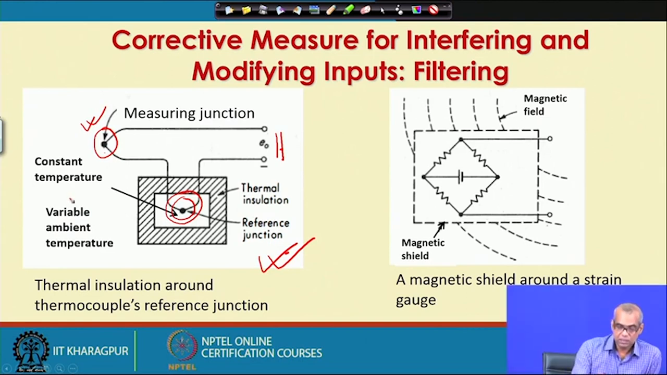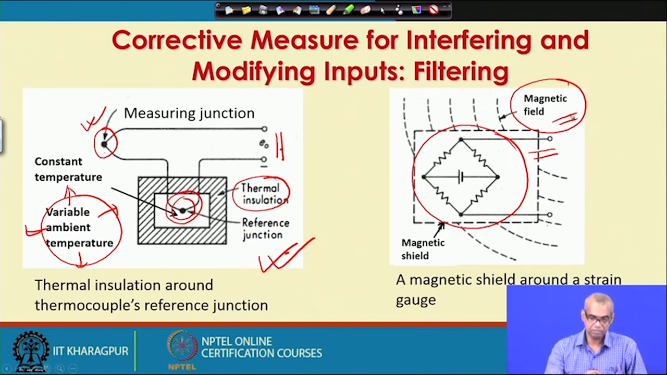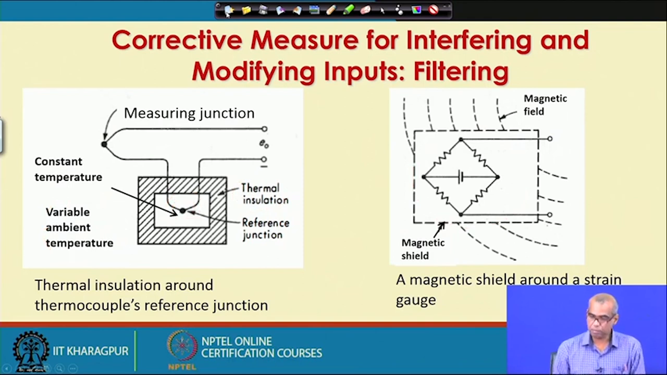Now, there will be an effect of variable ambient temperature. So, to filter out the effect of variable ambient temperature, the reference junction can be put in thermal insulation. So, this is that thermal insulation, to filter out the effect of variable ambient temperature. Similarly, in the case of a strain gauge, the effect of the surrounding magnetic field can be filtered by putting the strain gauge within a magnetic shield, maybe made of a metallic box, to filter out the effect of the magnetic field. So, this is an example of filtering.